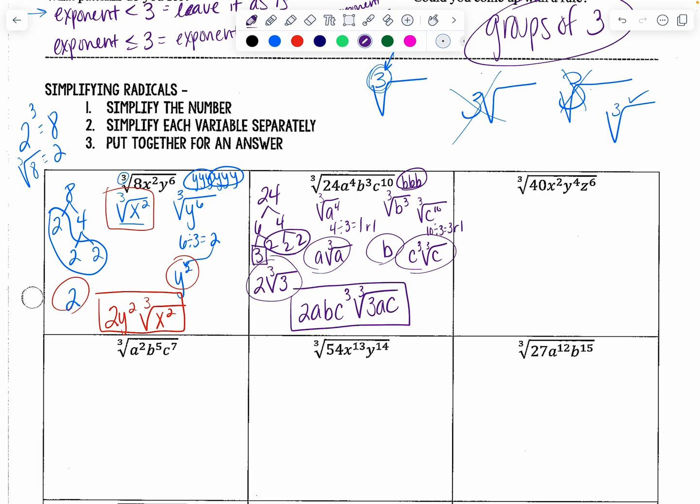Again, we're just looking for 3 of a kind. That's all this one is looking for, 3 of a kind. So if I have 40, I do 4 and 10.